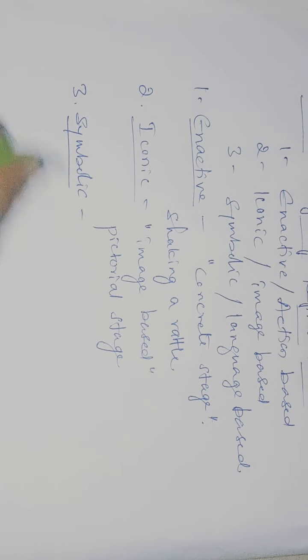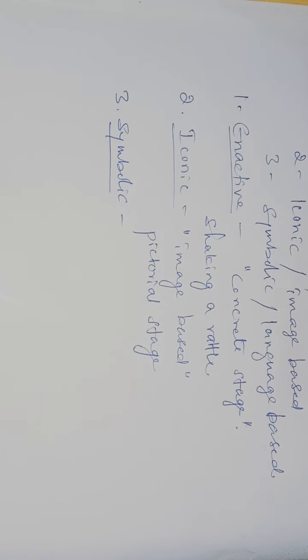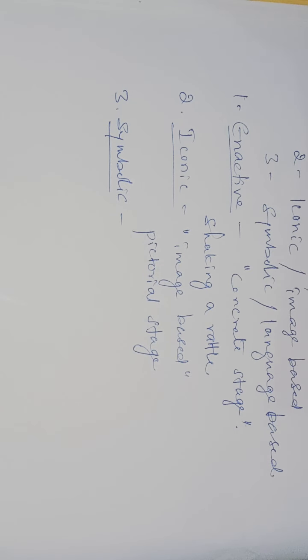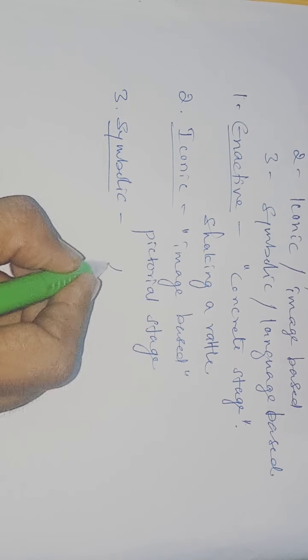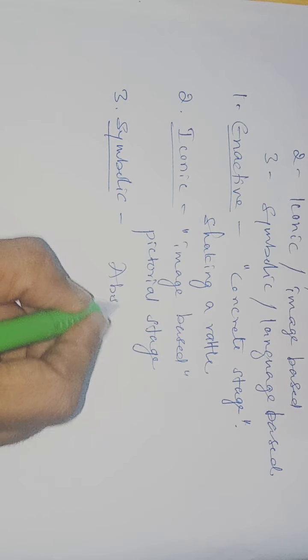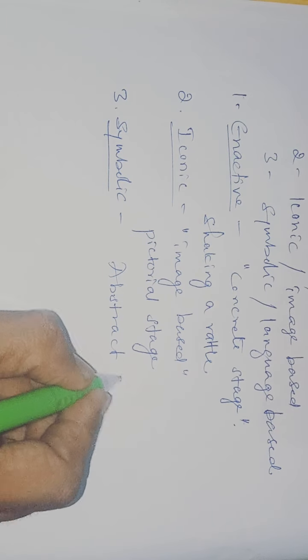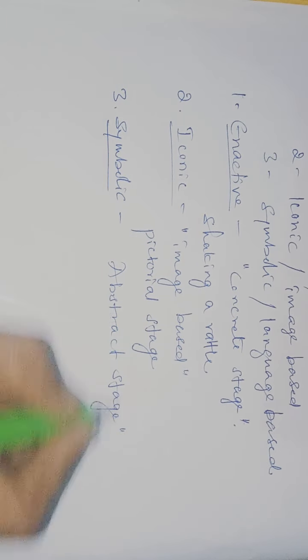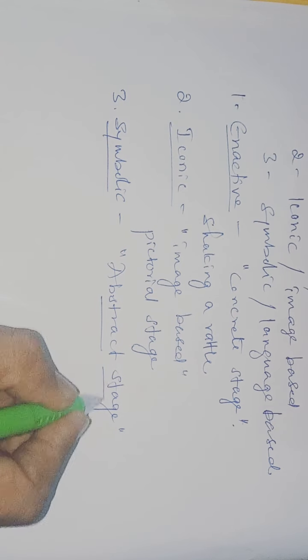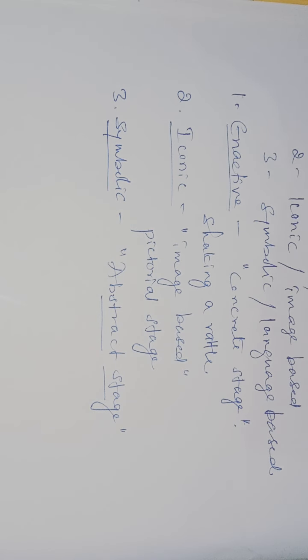Symbolic or language based. This is the last stage of learning according to Jerome Bruner. This is also called language based. This stage is called the abstract stage. Abstract means, as I already told you, something which is not visible to us. That is called abstract.